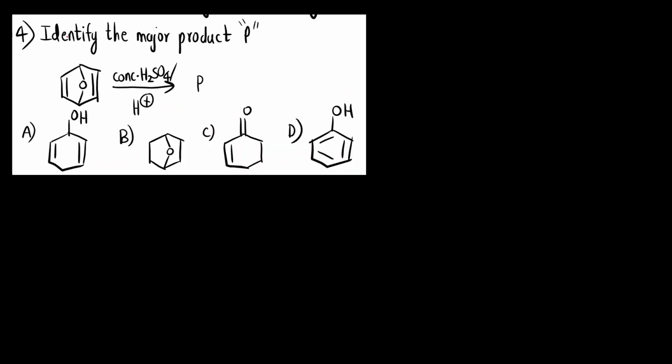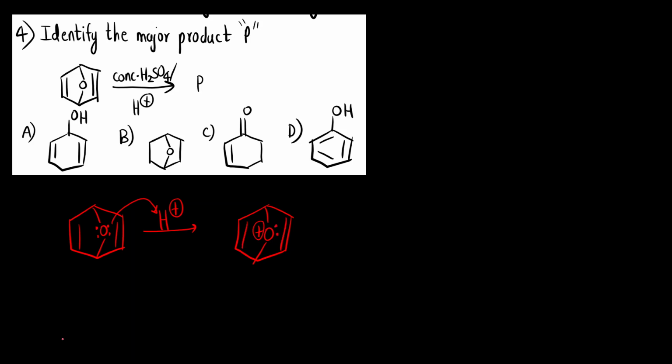Let us see the next question. Identify the major product P. So here, let us first draw the reactant. Double bond, oxygen. H2SO4 is an acid, so it will give H plus ion. The lone pair of oxygen will attack the H plus ion. What we will get is an oxygen, with one lone pair donated, so positive charge. And now what will happen? The positive charge on oxygen is not stable, so this will break like this.